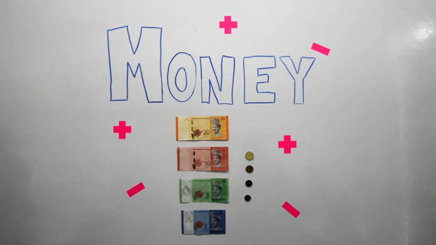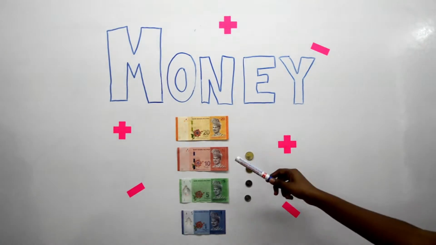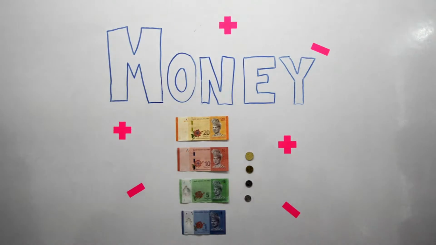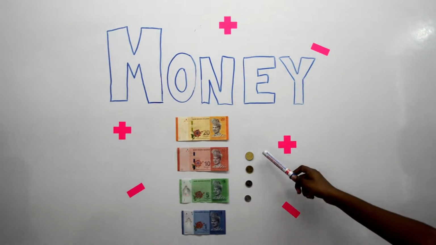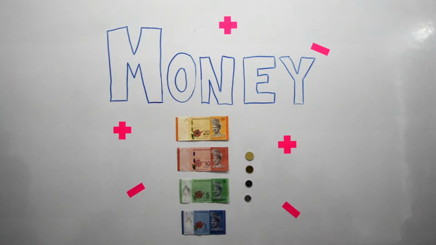Before we move on to the addition and subtraction of money, we'll do a brief run-through of the Malaysian currency, which is Ringgit Malaysia. Starting with the notes, we have RM20, RM10, RM5 and RM1. Whereas for the coins, we have 50 cents, 20 cents, 10 cents and 5 cents.